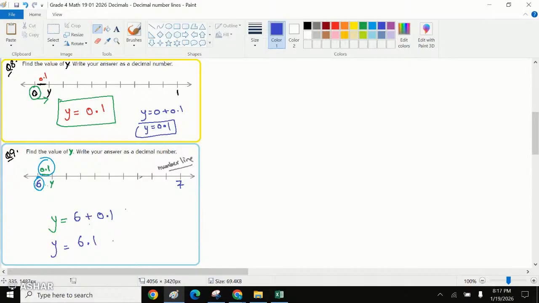Because our starting number over here is 6. Our starting number over here was 0. So 0 plus 0.1 does not make any difference for us, right? So we let it be 0 plus 0.1. Okay, very good. Now you understand, right? Let's do another example. Let's do another question. Let's change the starting point for one of the questions, okay?